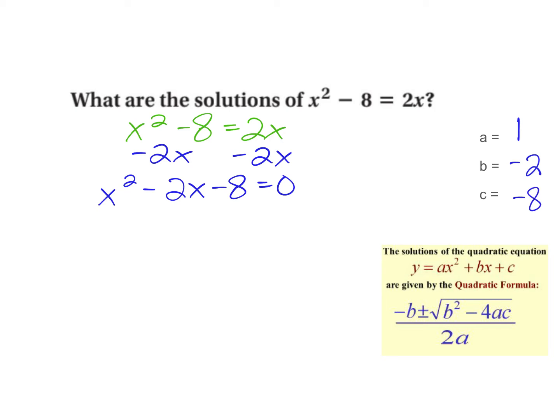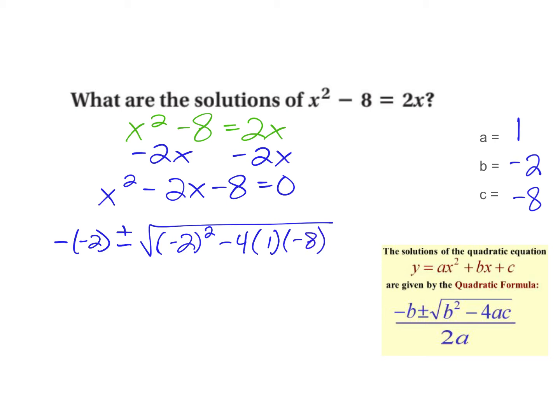So now I'm going to go ahead and take my quadratic formula and substitute my values. So for b, that would be a negative 2 plus or minus the square root of negative 2 squared minus 4 times 1 times negative 8 all over 2 times 1. So it looks like it's crazy, but it's not. Remember, everything is going to kind of come together in a nice, neat package.